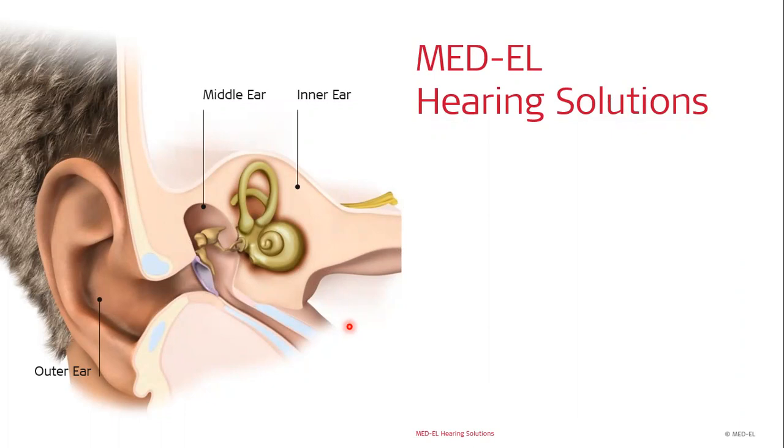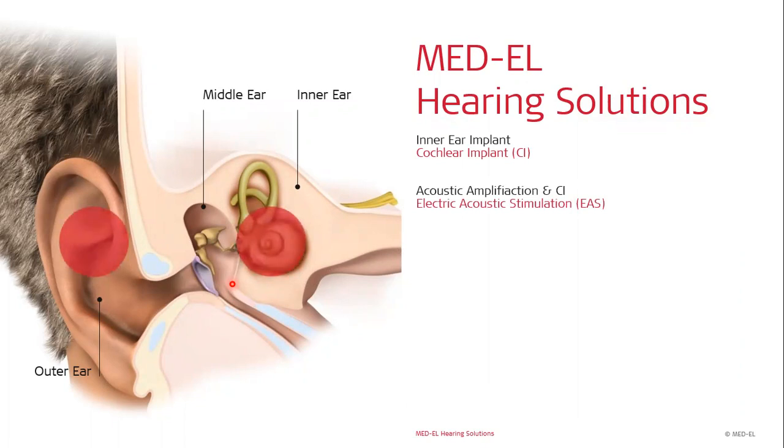I'm very happy to tell you that we in MED-EL have solutions for almost all these types of hearing loss. For example, for inner ear problems, we have the cochlear implant. It simply bypasses the external and the middle ear and provides electrical stimulation directly to the nerve fibers inside the cochlea.